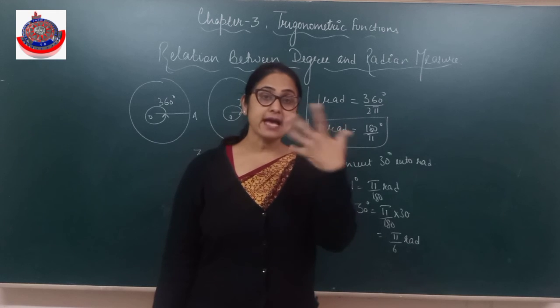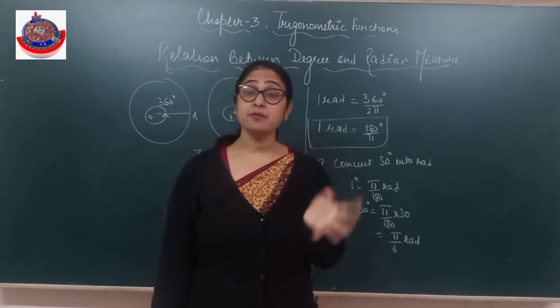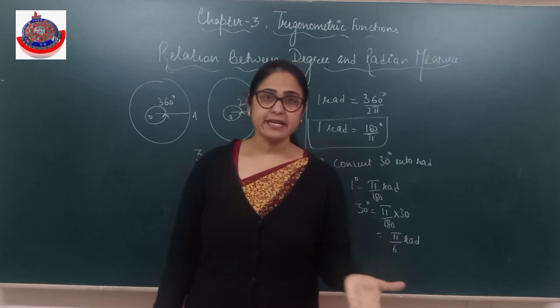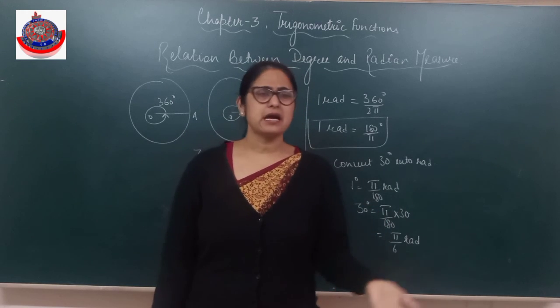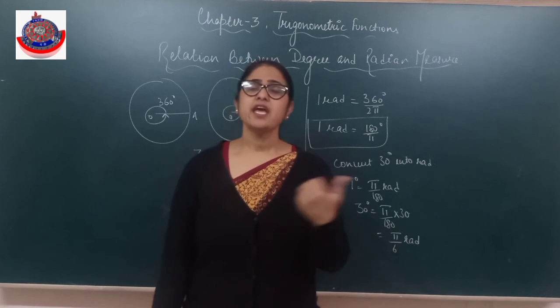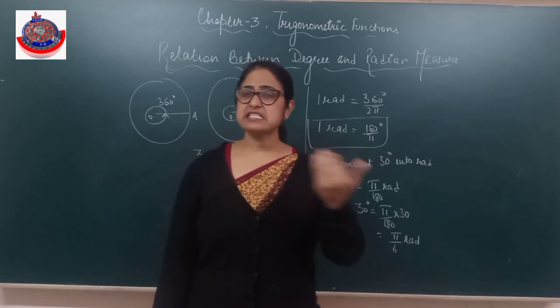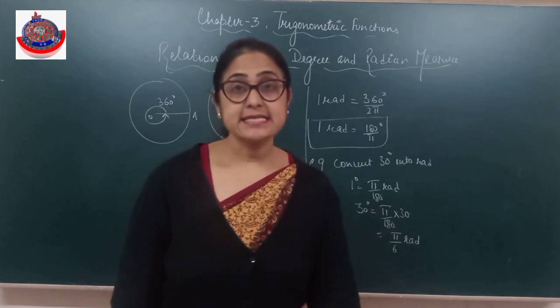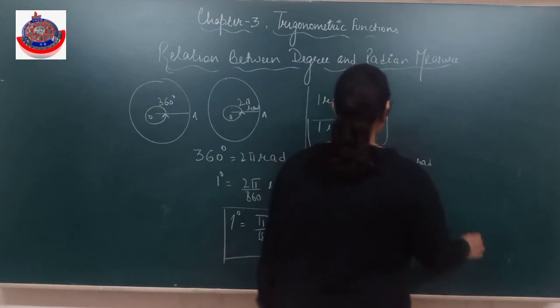Now the angles which we deal with, maximum angles will be in radian measures. Is it clear? So the standard angles which you have done in class 10, you should remember their values by heart. If I say 30 degrees, that is pi by 6. If I say 45, that is pi by 4. If I say 60, that is pi by 3. If I say 90, that is pi by 2. Is this clear? Alright.